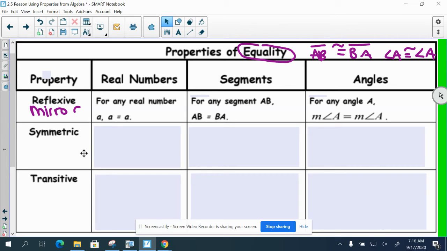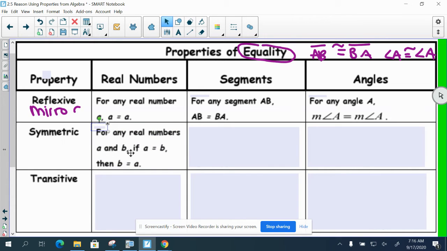All right, so the symmetric property. Let's see what that says. For any numbers A and B, if A is equal to B, then B is equal to A. Well, it sounds like the same thing as up here, but it is slightly different. So symmetric, you probably would think of symmetry.